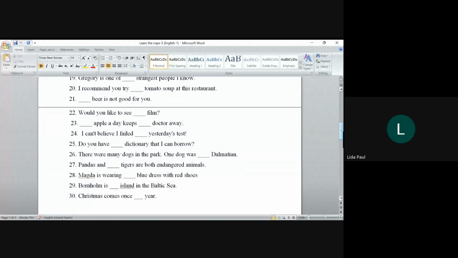Any question? Ma'am, I have a question. Yes, go ahead. Ma'am, can we use "the" before plurals?